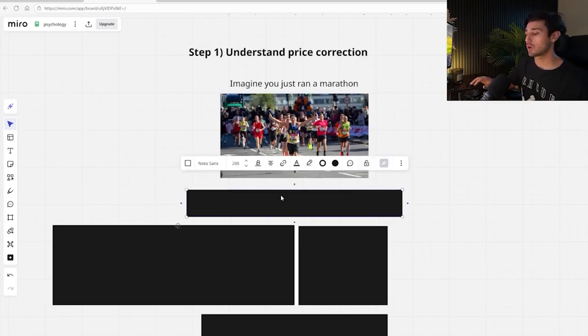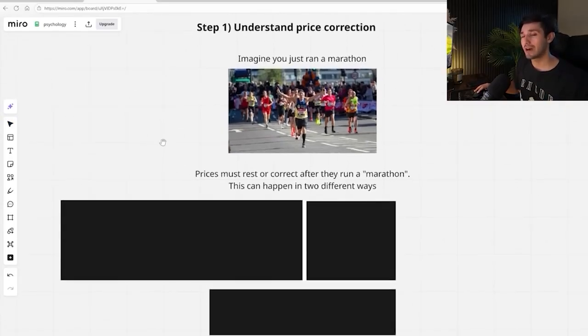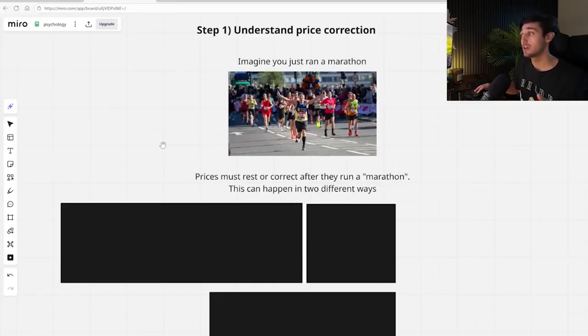Well, the markets work in a very similar way, where let's say the market puts in a massive rally. The market just ran a marathon to the upside, right? The market can't just continue higher and higher and higher to infinity. No, the markets and stocks, they need a resting period. They need to correct in price. And there's 2 ways in which prices can correct. There's two ways in which prices can rest.